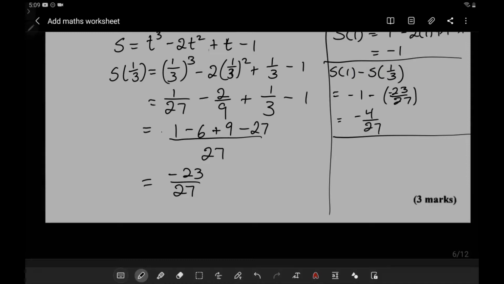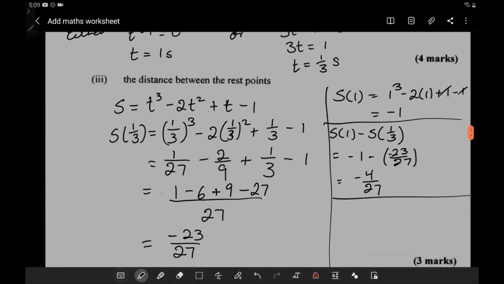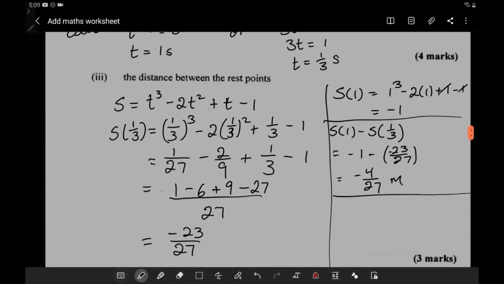Now, is that the distance they want, right? They want the distance between the rest points. This will be meters, but we can take the positive version, right? We can take the absolute value or the positive version to get the distance between them. So it is about 4/27 of a meter.